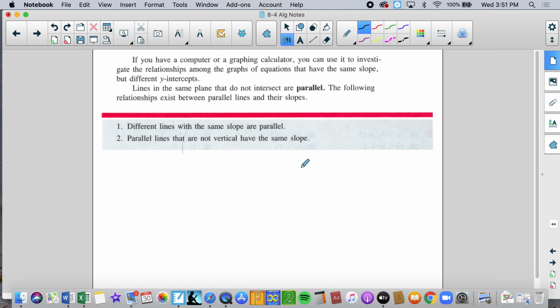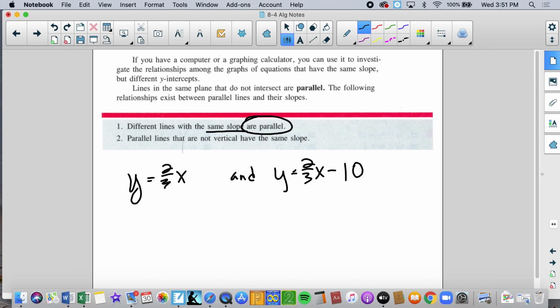So we know that lines with the same slope will always be parallel. If we look at y equals 2/3 x and y equals 2/3 x minus 10, what do we know about these two lines? We know that they are parallel. What's the slope? The slope is 2/3.